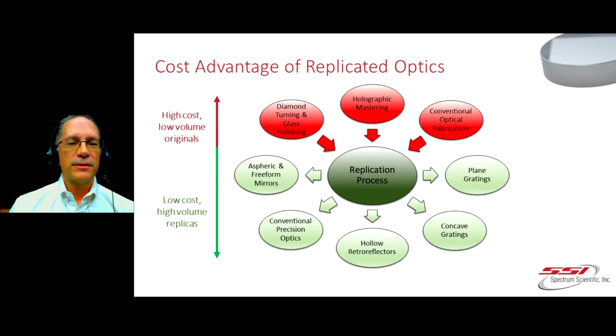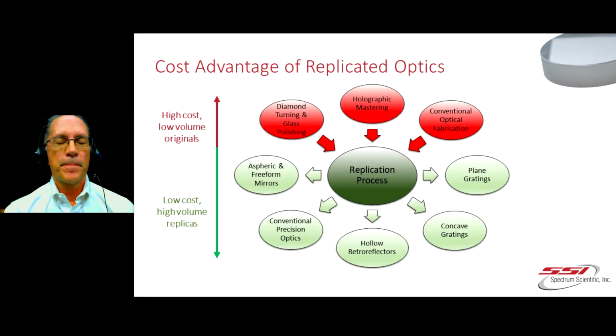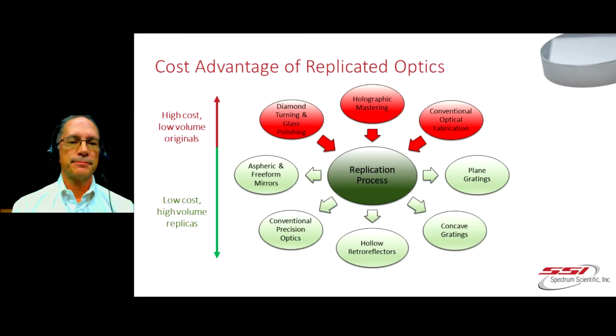Here's another view of explaining the way to take advantage of replicated optics. On the top half of this diagram, we have some very expensive, high cost, low volume methods of fabrication, and from that, by applying the optical transfer process, out come these different types of mirrors: gratings, retroreflectors, aspheres, etc. It's a different way of looking at the process and how we leverage it.